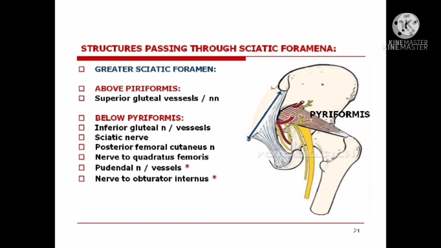But there are some structures that pass through the greater sciatic foramen and re-enter the pelvic region through the lesser sciatic foramen. These are the pudendal nerve, the pudendal vessels, and the nerve to obturator internus. These structures pass through the greater sciatic foramen and go back into the pelvic region through the lesser sciatic foramen.